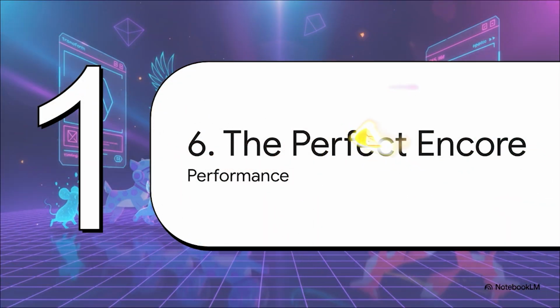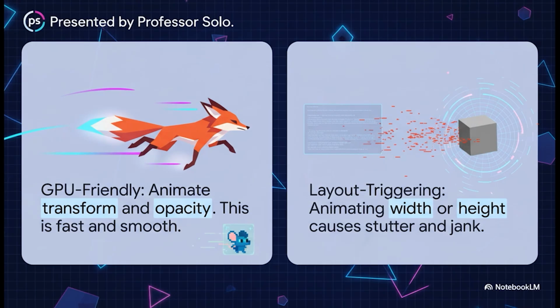All right, we're in the home stretch, the perfect encore. Look, you can have the most beautiful animation in the world, but if it's janky and slow, it just ruins the whole experience. So let's talk performance and best practices. If you remember one thing about animation performance, let it be this: stick to animating transform and opacity. That's it. Why? Because the browser can pass those two properties straight to the GPU, the graphics card, which is built to handle this stuff incredibly efficiently. The result is buttery smooth motion.